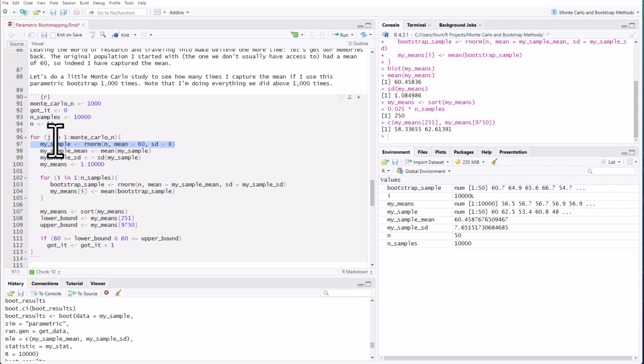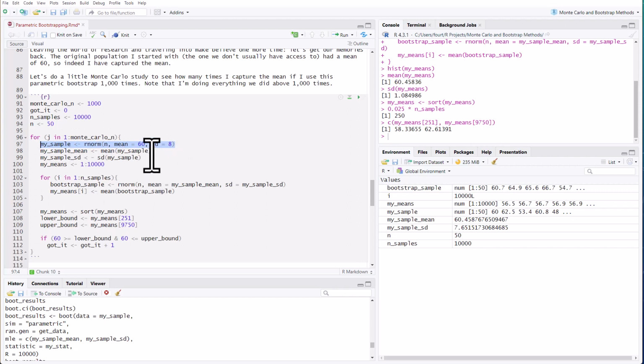So I'm going to take my sample, and every time I'm going to take a new sample, all 1,000 times. This can get confusing because we're doing 10,000 bootstraps, but the bootstrap is based on the same sample. I want to repeat that with different samples 1,000 times. So I'm going to have a mean of 60, standard deviation of 8. Again, remember, I'm in the world of make-believe here. I'm saying, imagine I know my population.